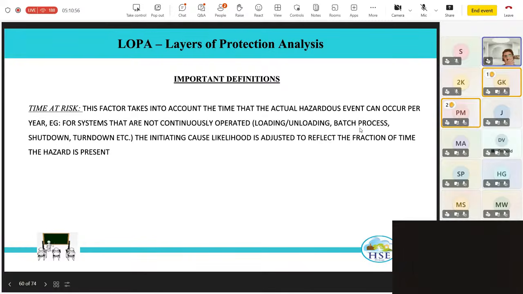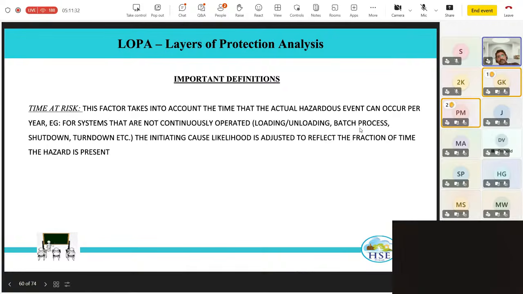Next is time at risk. This factor takes into account the time that the actual hazardous event can occur per year. Examples: start-up operating, loading or unloading events, batch process, shutdown process, or turndown. The initiating cause likelihood is adjusted to reflect the fraction of time the hazard is present. So this is to be read in conjunction with the enabling event. Somebody had asked in the chat for an example of an enabling event. This time at risk is essentially a complement of the enabling event.